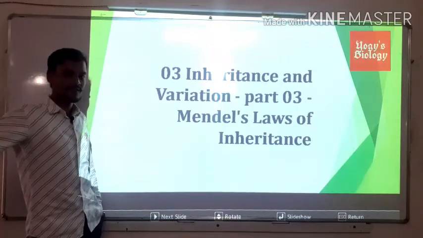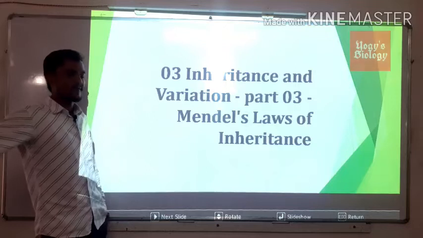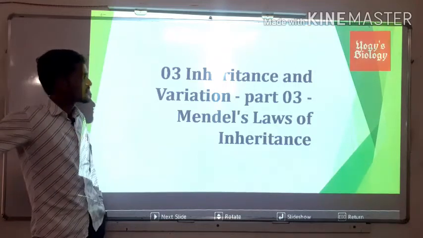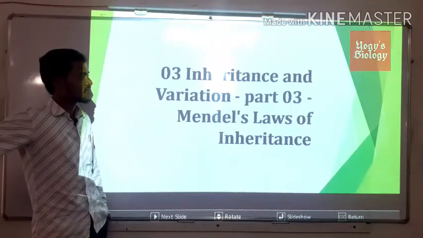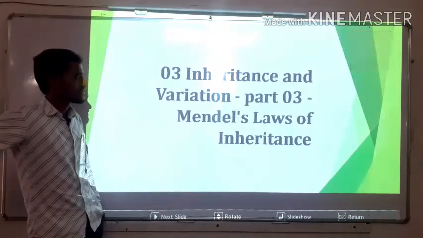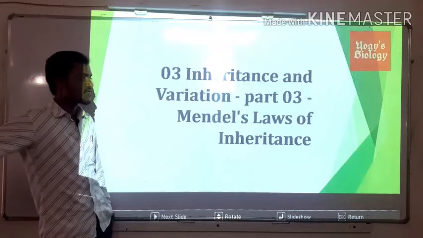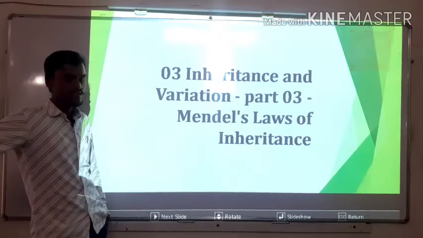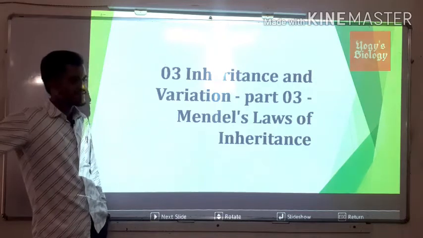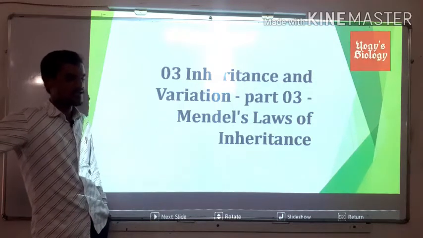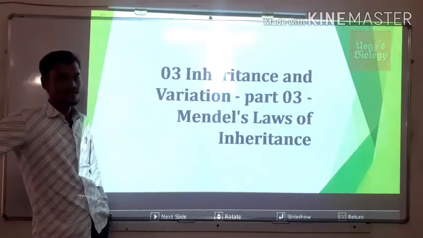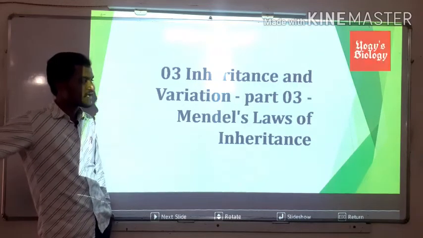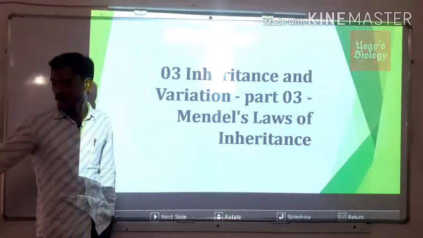Last lecture we discussed the dihybrid cross, phenotypic ratio, then genotypic ratio. Today we are going to learn Chapter 3, Inheritance and Variation, Part 3, Mendel's laws of inheritance. Mendel proposed three main laws. First is the law of dominance, then the law of segregation, and then the law of independent assortment. So today we start Mendel's laws of inheritance.